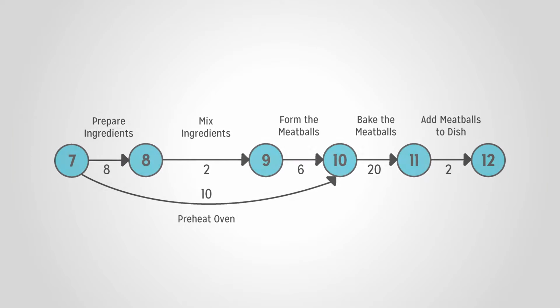Let's now look at our meatball tasks. In this section of the PERT chart, our critical path would be the path 7, 8, 9, 10, 11, 12. But there's another path from 7, 10, 11, 12.